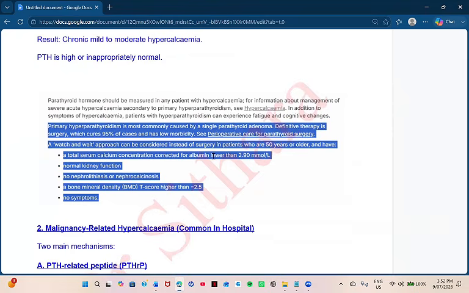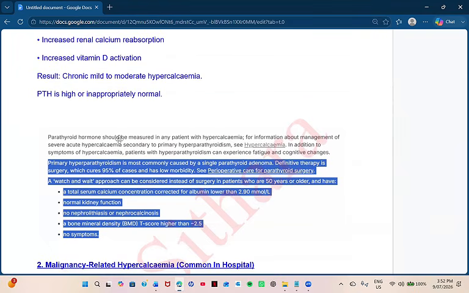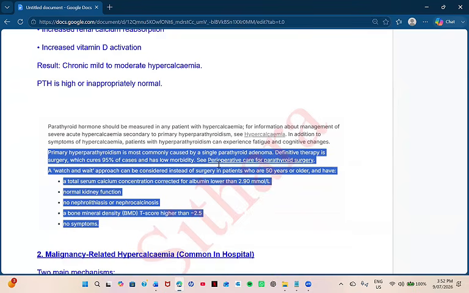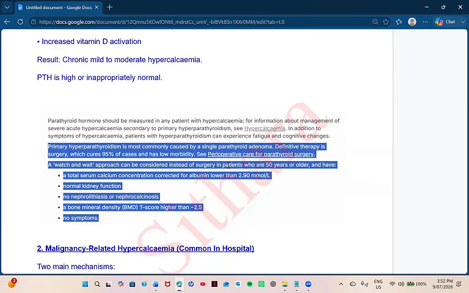Okay, here is the management. If there's primary hyperparathyroidism, definitive therapy is surgical treatment, because if there's an adenoma present, you need to remove it, right? So definitive treatment is surgery, which cures 95% of cases and has low morbidity.